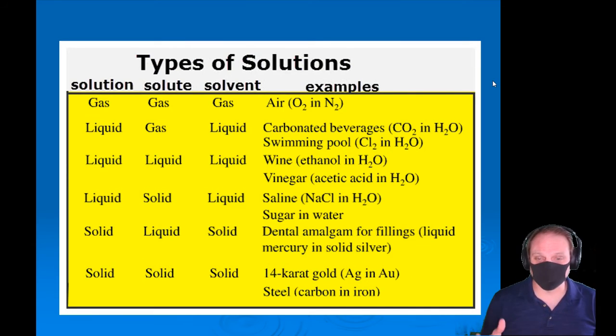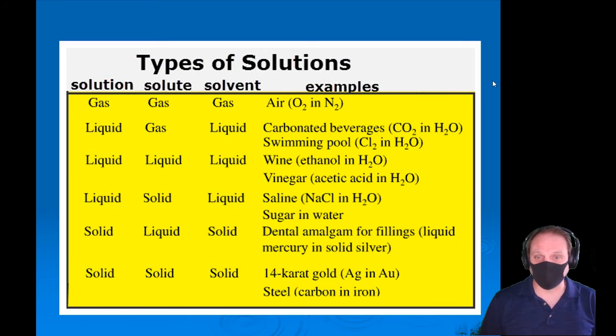Then you have things like solids and solids. Now, could you mix the silver and gold in 14 karat gold while it's a solid? No. You have to mix them while they're liquids. For the steel, you take the liquid iron, and then you put the carbon pieces in it, and it starts to bond together. But by the time they solidify again, they get cooled down, then they're solid and solid mixtures.